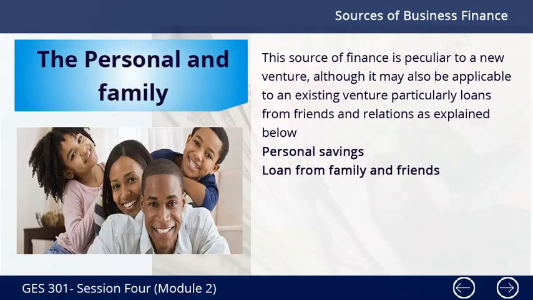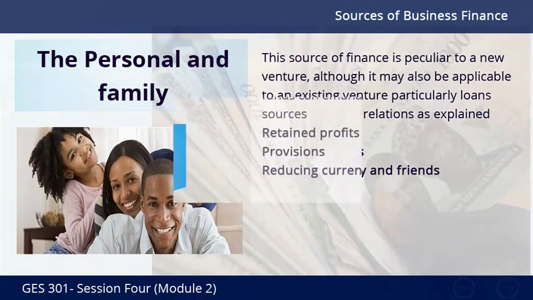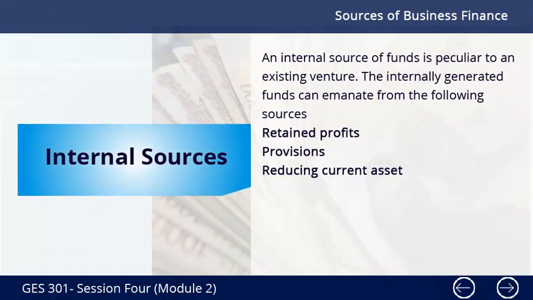The personal and the family. This source of fund is peculiar to a new venture, although it may also be applicable to an existing venture, particularly loans from friends and relations, as explained below. Personal savings, loan from family and friends. Internal sources. An internal source of fund is peculiar to an existing venture. The internally generated fund can emanate from the following sources: retained profit, provisions, reducing current assets.